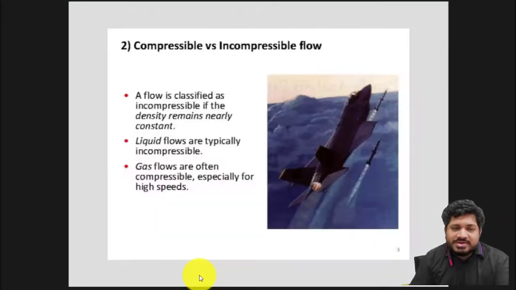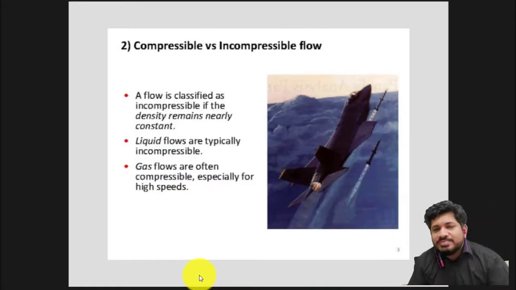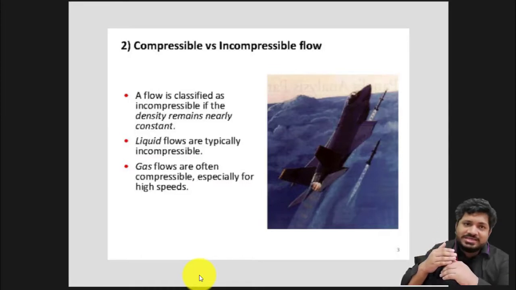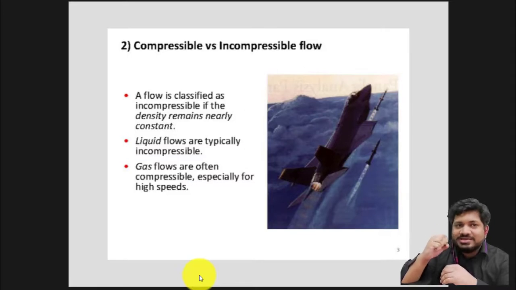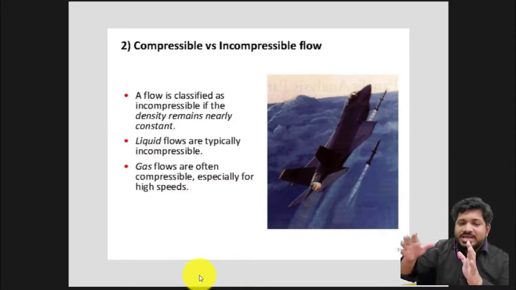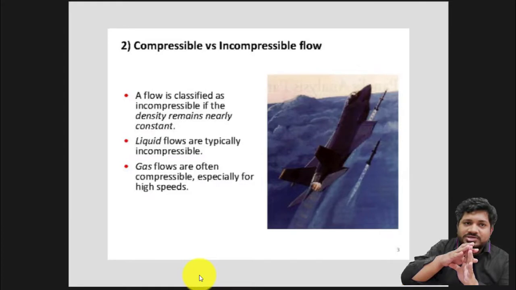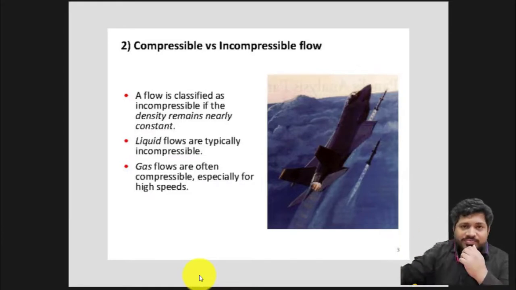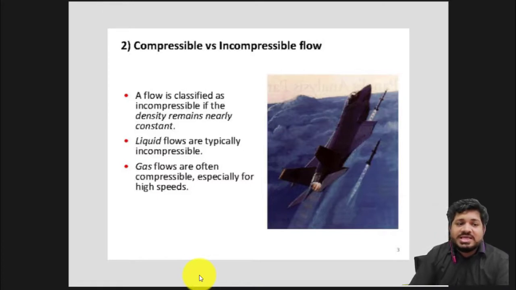Now let's move on to compressible and incompressible flow. So what is incompressible? The flow is said to be incompressible if the density of the fluid, a gas or a liquid, remains constant. If a fluid is moving and the density is 1000 kilograms per meter cube, and then later after some time the density is still 1000 kilograms per meter cube, then it is incompressible flow. That is why we usually assume in fluid mechanics problems that the flow is incompressible.